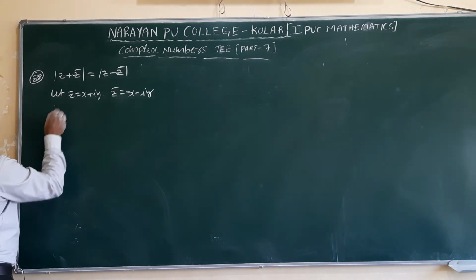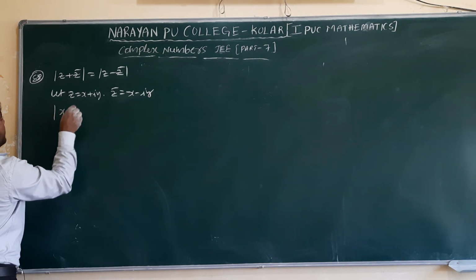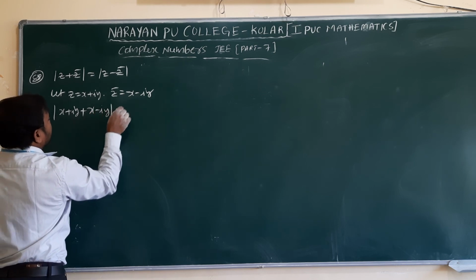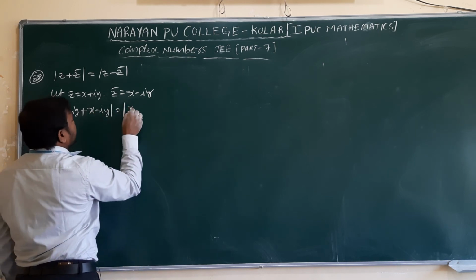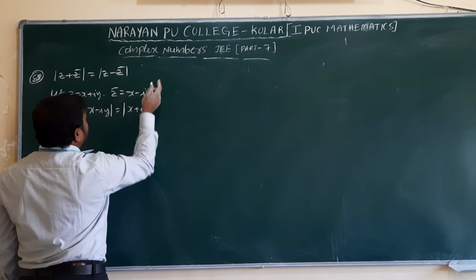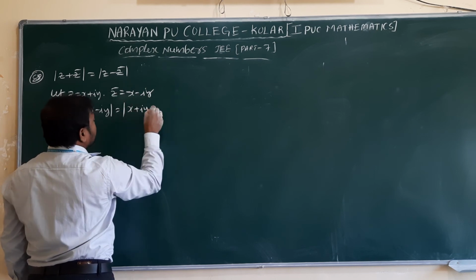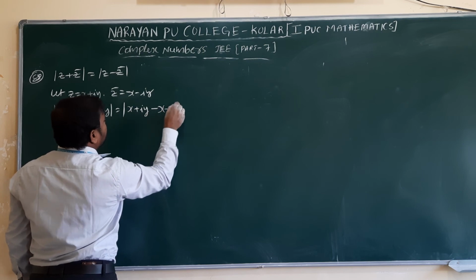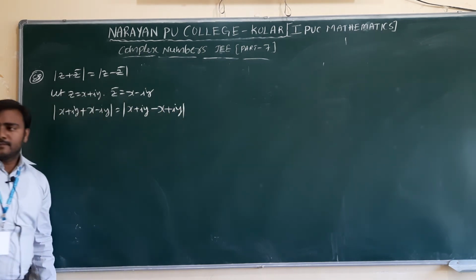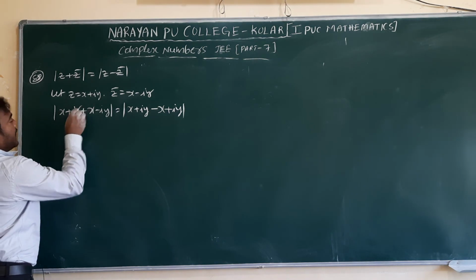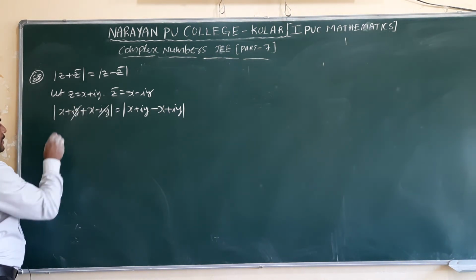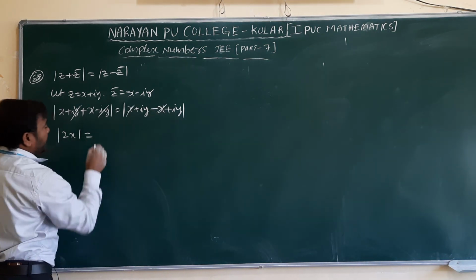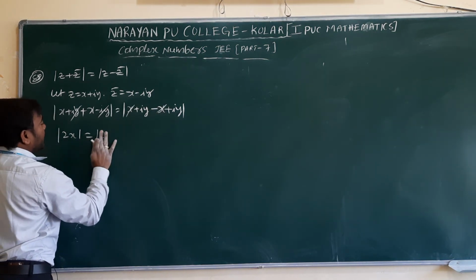So modulus of z, that is x plus iy plus x minus iy, is equal to x plus iy minus x minus iy, where we can apply the minus directly. Here iy plus iy, the minus parts get cancelled, remaining modulus of 2x is equal to, here plus x minus x gets cancelled, remaining modulus of 2 into i 2y.